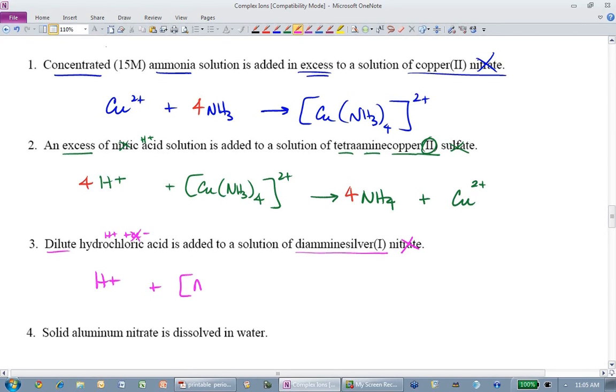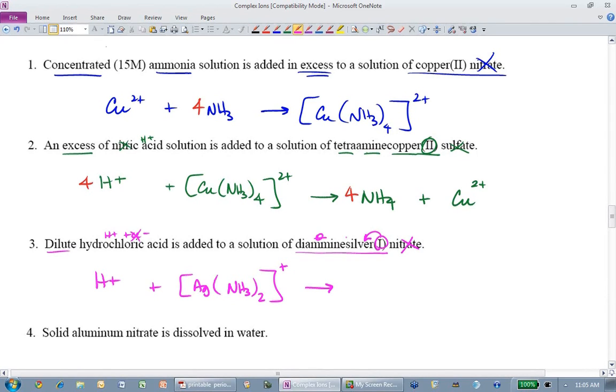So put your silver, open your parens here. They told you it's diamine. That means ammonia is in here. And it has a +1 charge. So there it is. Note the complex has a +1 charge again because of that Roman numeral. The silver has the +1 charge, and it's with neutral ligands. That's where that's coming from. Don't get confused by that.